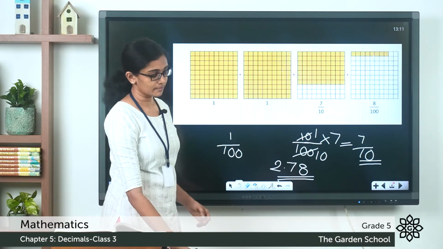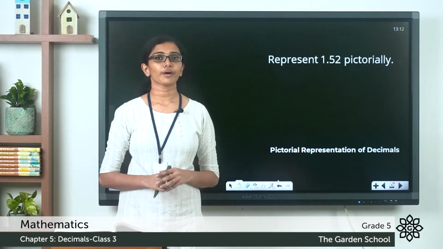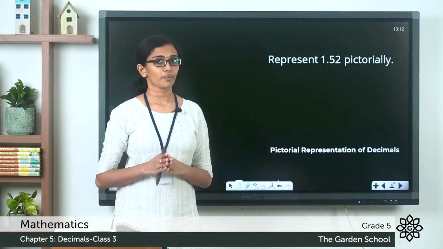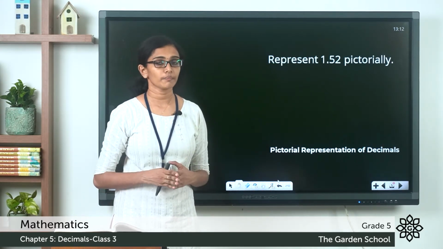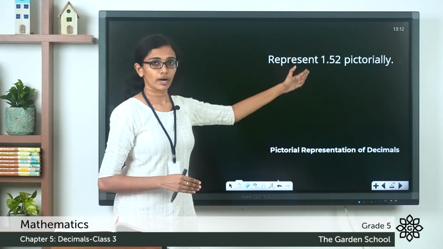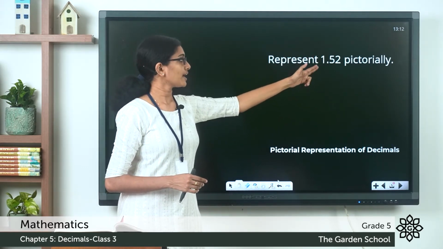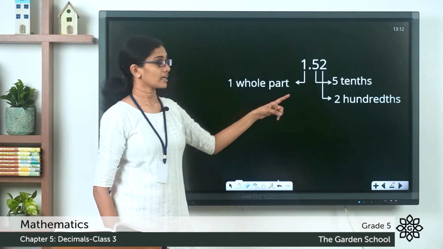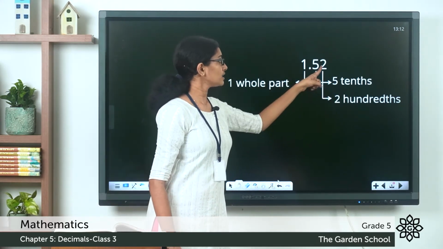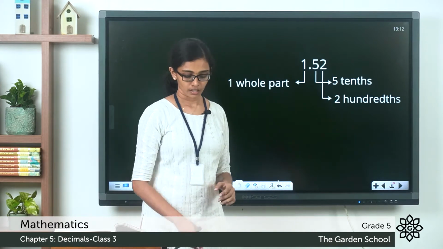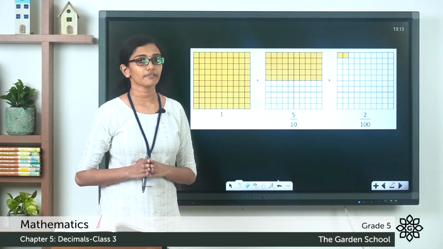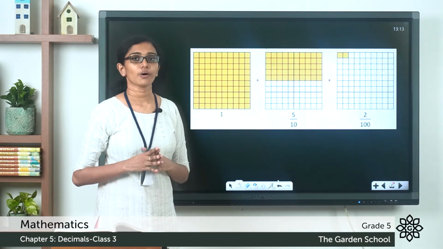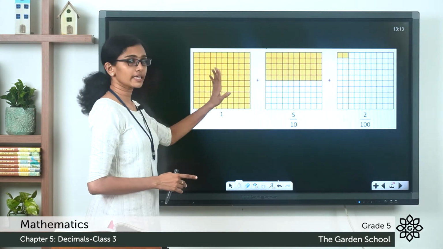Let's see one more example. Represent 1.52 pictorially. So, in the decimal number 1.52, what is the whole number part? The whole number part is 1 and the decimal part is 5 tenths and 2 hundredths. See, one whole part and we have 5 tenths and 2 hundredths. So, to represent the number 1.52, let's first represent the whole number part, which is 1. So, we have one whole here.